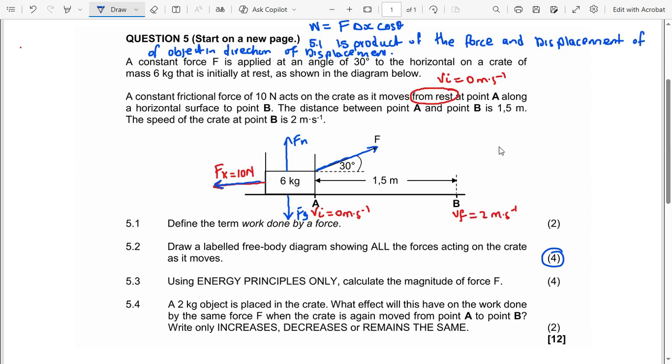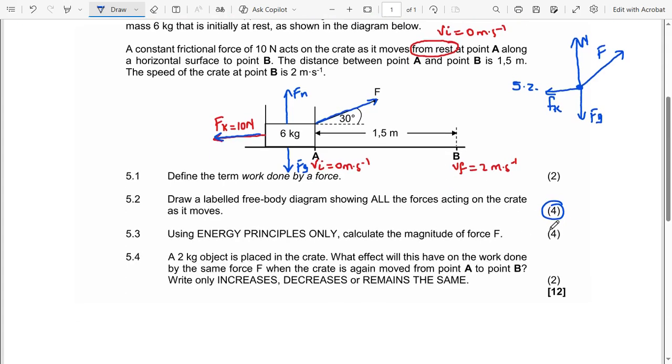So to answer your 5.2, it will look like this. You're going to draw the free body diagram with the F applied, and then we have the Fg, which goes down, and then the normal force is going to be in the opposite direction. Please make sure that you also name your forces, okay? And then we're going to have the frictional force. You can call this Fk since it's moving, it's fine. That's your free body diagram. Easy.